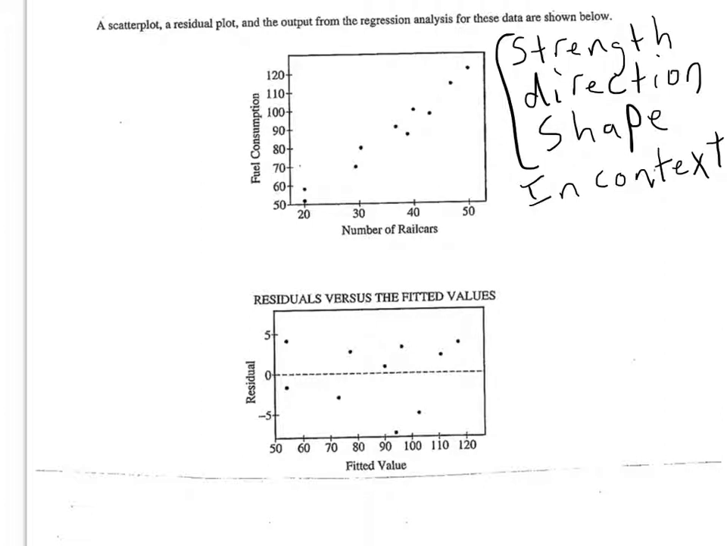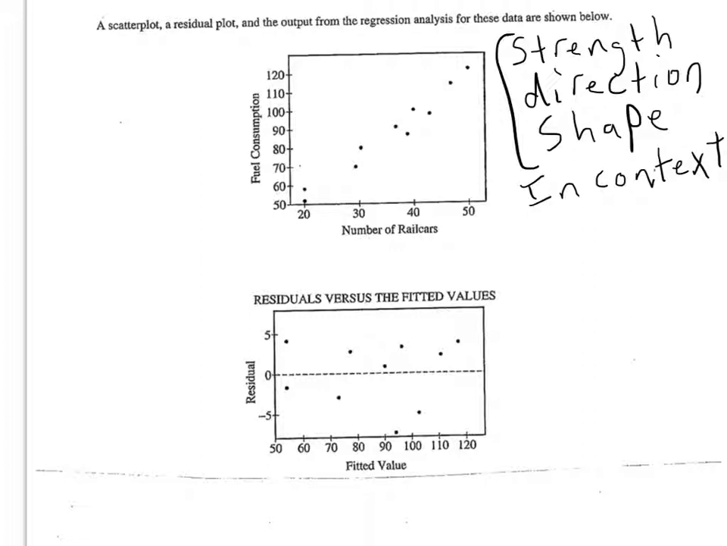So when I'm looking at this, I'm thinking as the number of rail cars increases, the fuel consumption in units per mile also increases. It looks like this is a strong, linear, positive association. Notice I'm getting that strong as the strength. Direction, it's a positive association. Shape looks fairly linear. And I'm getting all that in the context of the problem, saying that as the number of rail cars goes up, the fuel consumption is going up as well. So I'm thinking the question is going to address those ideas.